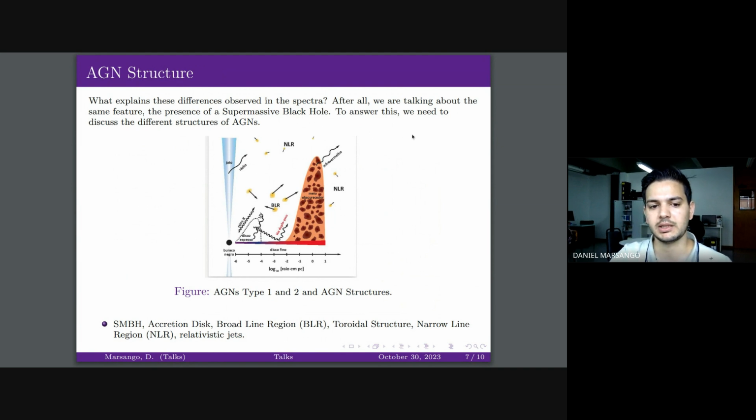To answer the question, we need to discuss the structure of AGNs. An AGN is composed of a supermassive black hole in the central region, then the accretion disk, then the broad line region. In this region are formed the broad lines observed in the spectrum. Then the toroidal structure or dust structure, then the narrow line region. In some cases, it's possible to observe in the spectrum of AGNs the presence of relativistic jets.